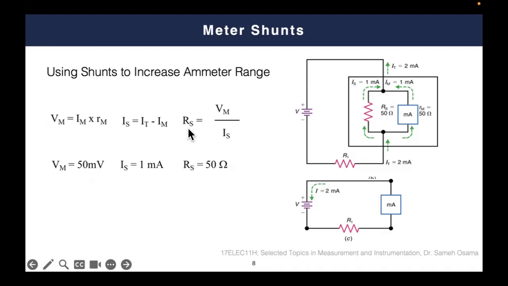So simply, the shunt resistance you are going to add should equal the voltage drop on the meter, which is Vm, over the current expected to pass through the shunt resistance, which is Is. And from this equation, you can simply calculate the value of the R shunt, or the shunt resistance. So as you can see here, for 50 millivolts and 1 milliampere, we typically need a 50 ohm resistance, which is the example we just did together in order to double the range of our ammeter.